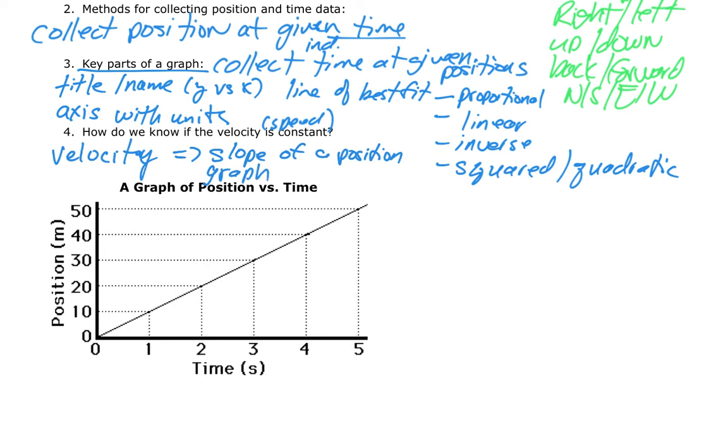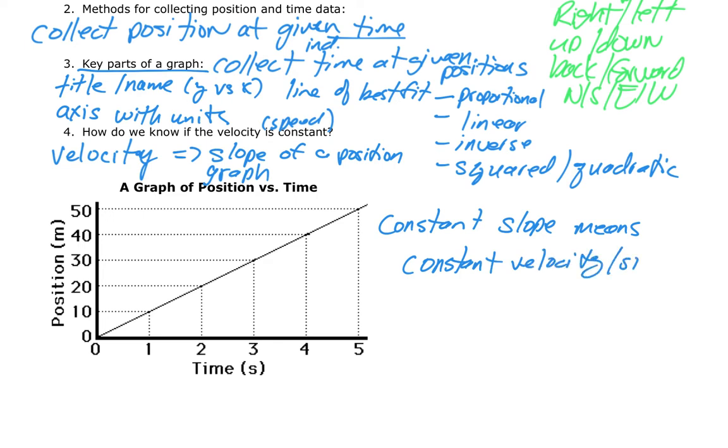So if the slope is constant, it means I'm going at a constant speed. Okay, so constant slope means constant velocity or speed. Well, by looking at this graph, how do I know that the slope is constant? Well, it's a straight line. Anytime I have a straight line on a position graph, I have a constant slope.